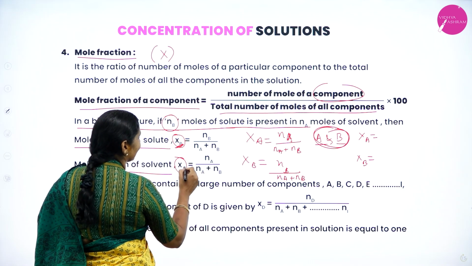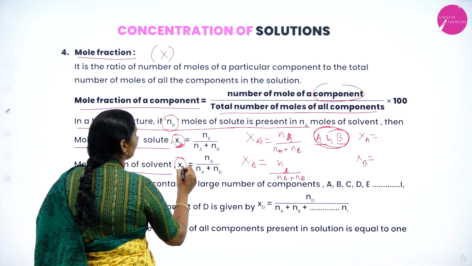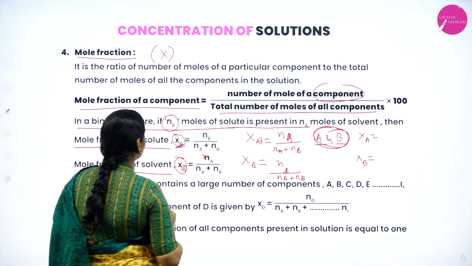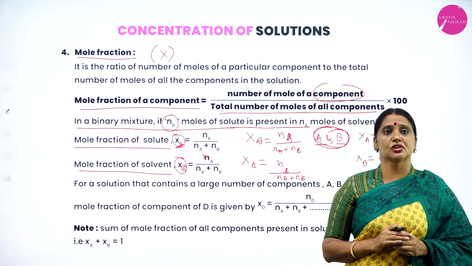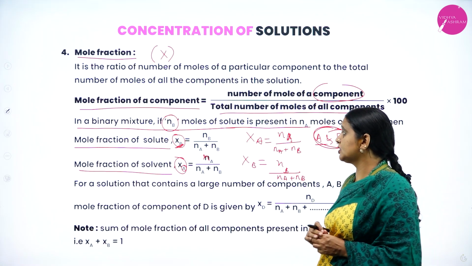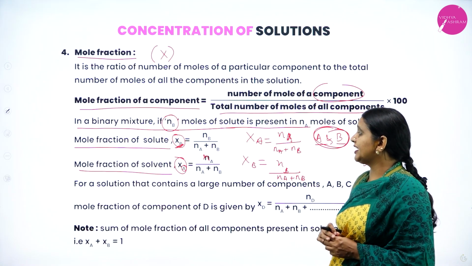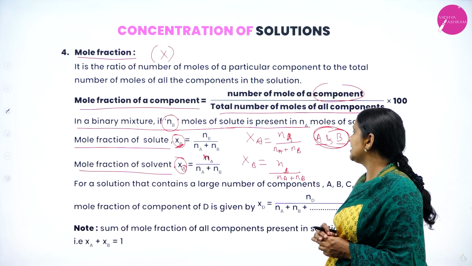While calculating Xa, the denominator remains the same, Na plus Nb, but in the numerator you have to take the number of moles of A. Therefore, the numerator becomes Na. So the mole fraction of solute Xb is equal to Nb divided by Na plus Nb. Mole fraction of solvent Xa is equal to Na divided by Na plus Nb.